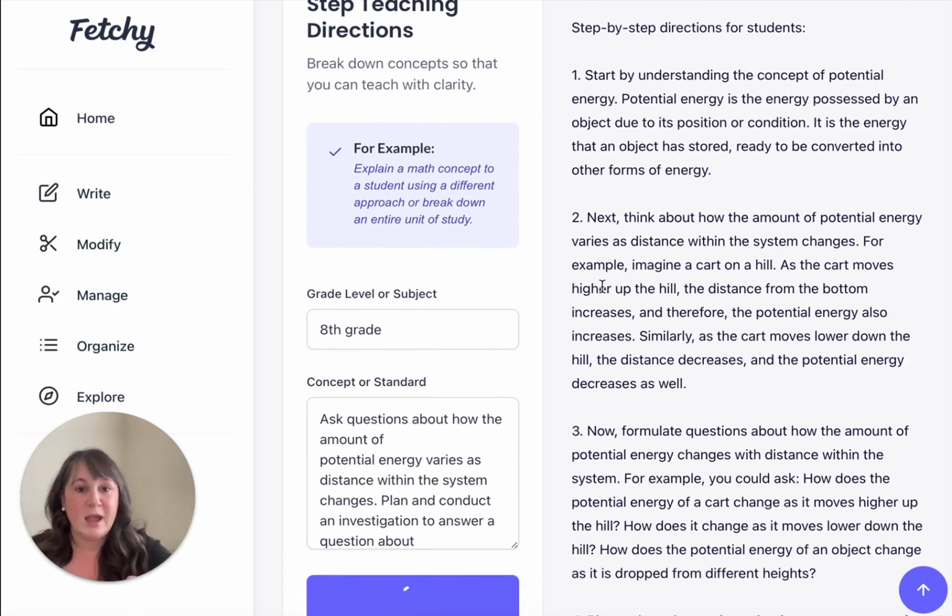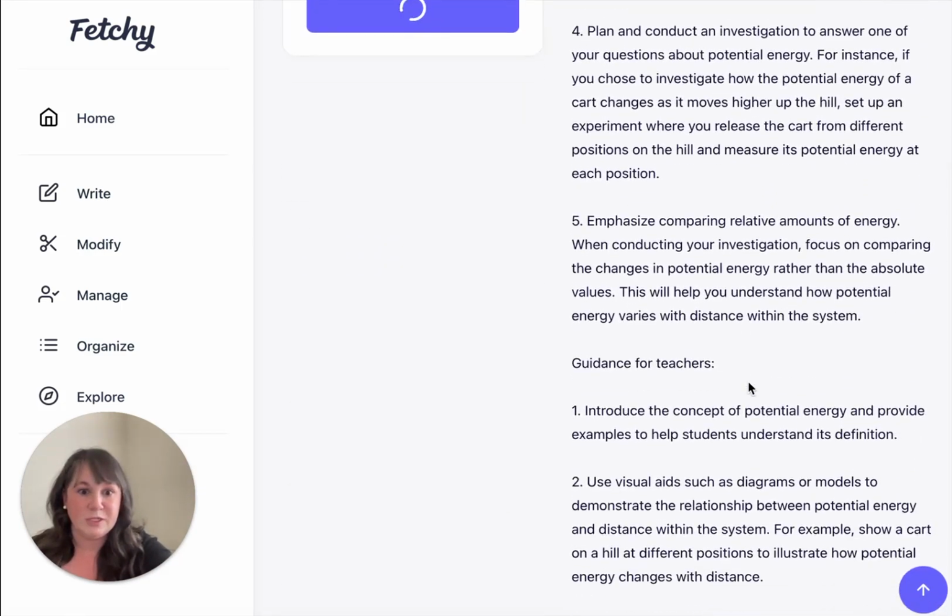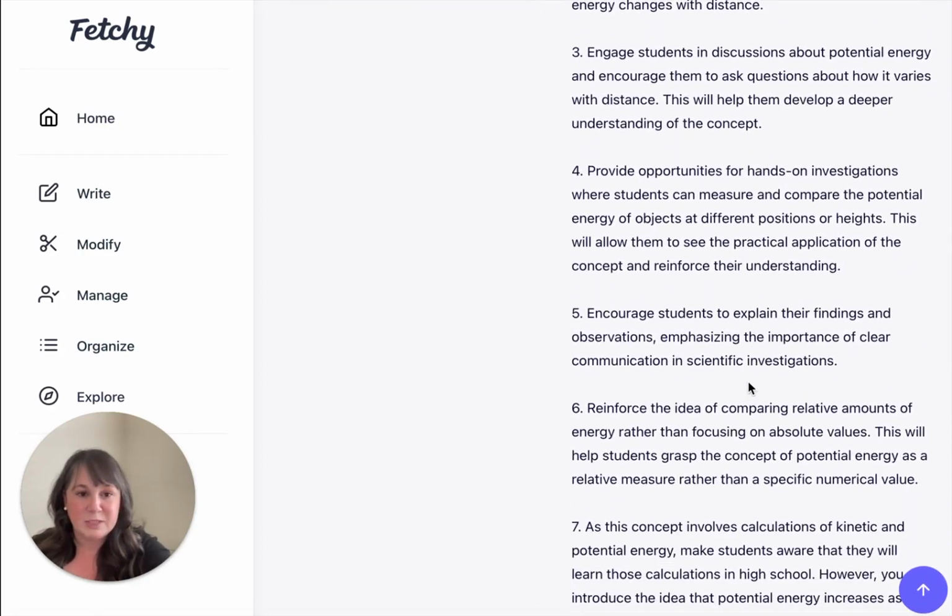I love this. I would never necessarily use this in isolation, but to help just ground myself and help me organize my thoughts and thinking in terms of how I'm going to approach a concept with students, this is a game changer.